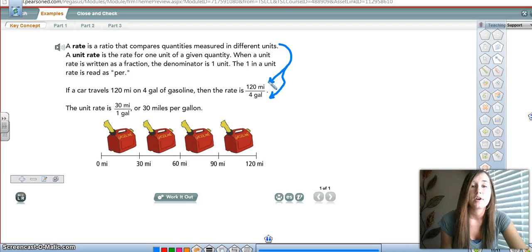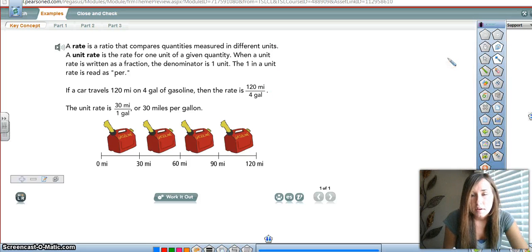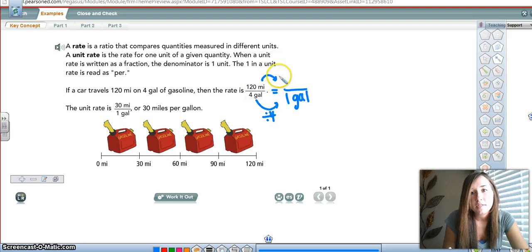So if we know that a car travels 120 miles on 4 gallons of gasoline, we could say that the unit rate is 30 miles per gallon. Now the way that we get that is by making our denominator 1, or finding out how much it is for 1 gallon. We can do that by dividing by 4. But whatever we do to the bottom, we want to do the same thing to the top of our fraction so that we would make an equivalent rate. 120 divided by 4 is 30. So 30 miles per gallon is our unit rate.